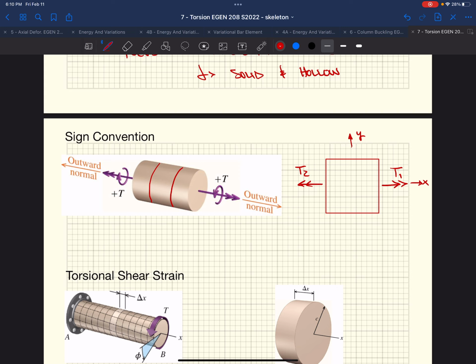If we added our coordinates, it would look something like this, right? Where we could sum the moments about the x-axis. That would be our x-axis, and that would also equal 0. Equilibrium still stands. That'd mean that T1 minus T2, those are our assumed directions, equals 0. Well, that means T1 must equal T2. That would be going through a free body diagram.